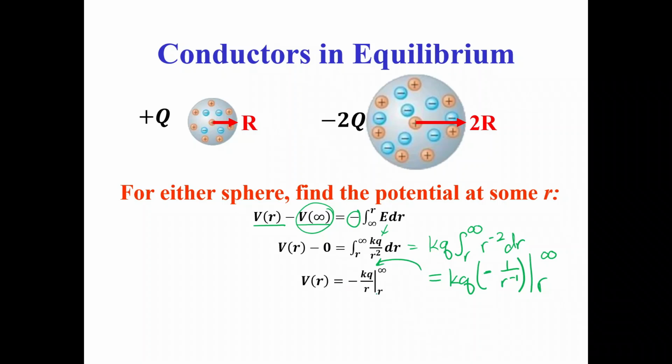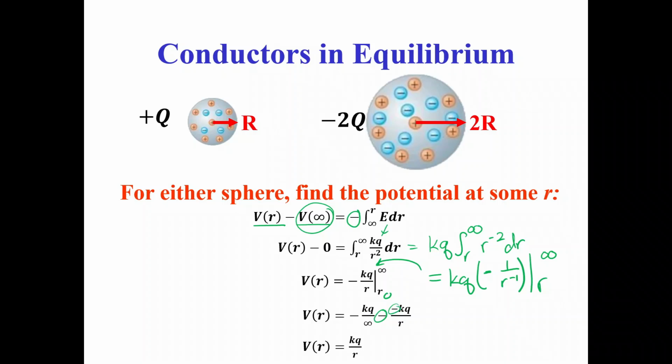So when we get to that point, we can then plug in our limits. So you should always show the substitution of limits. So that's going to give us negative KQ over infinity minus negative KQ over R. And of course, a constant over infinity goes to 0. So that is going to give us KQ over R, because this negative and that negative are going to cancel.